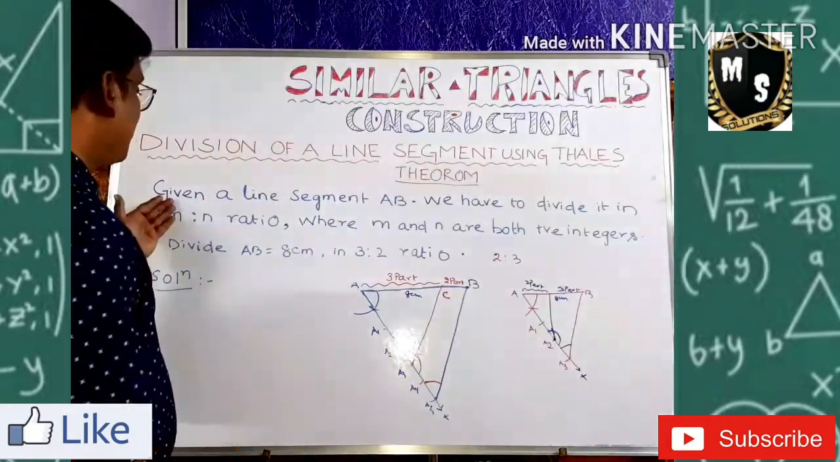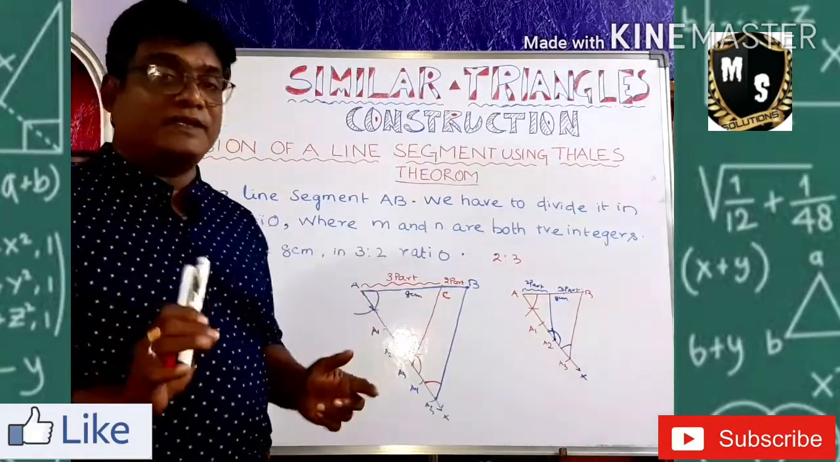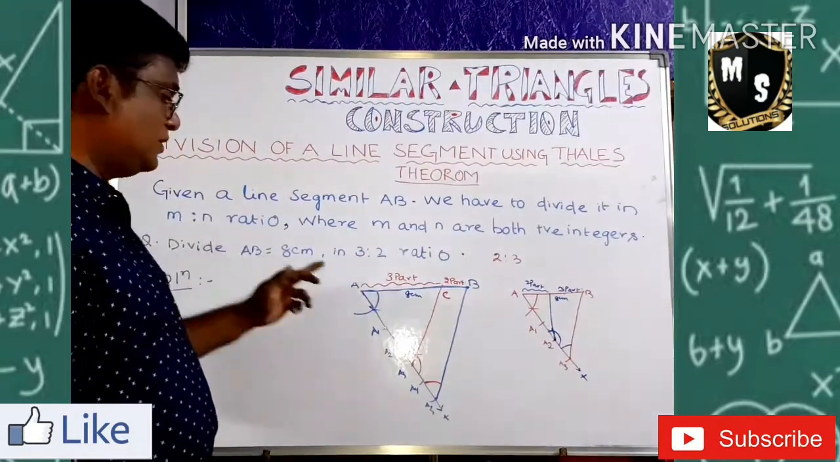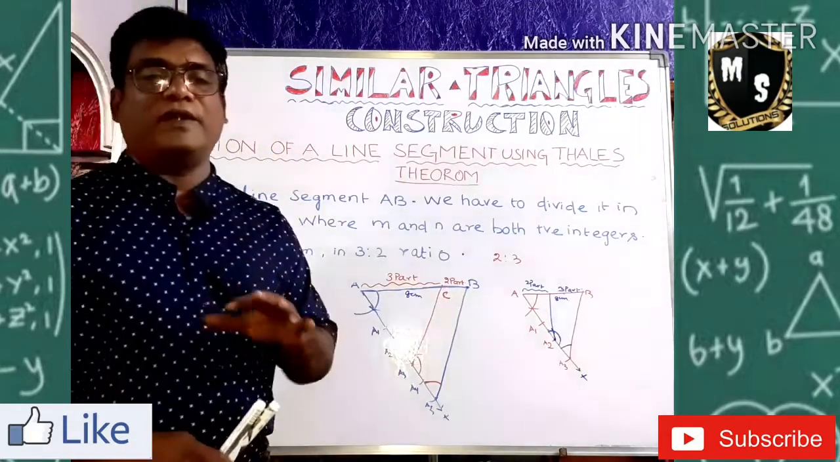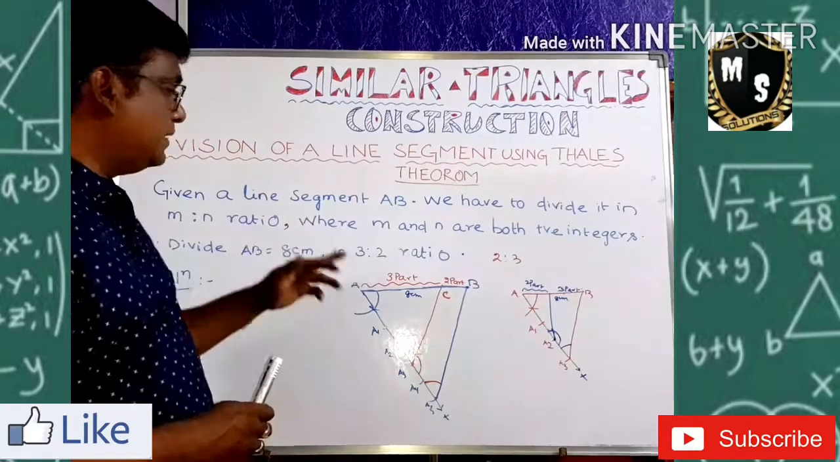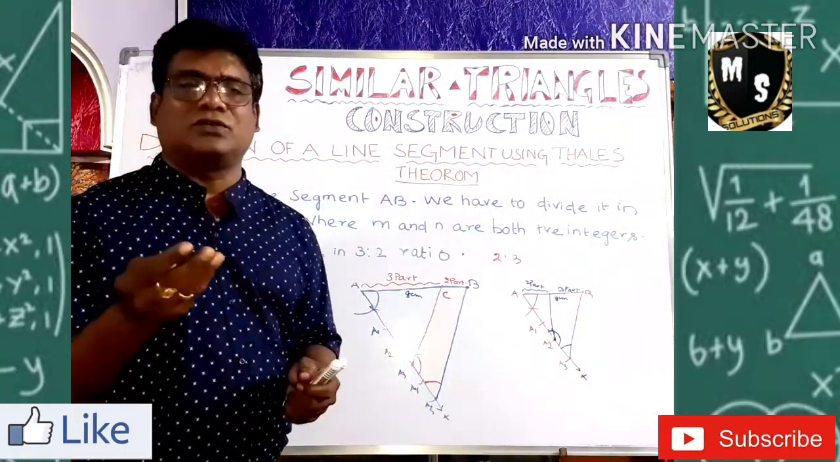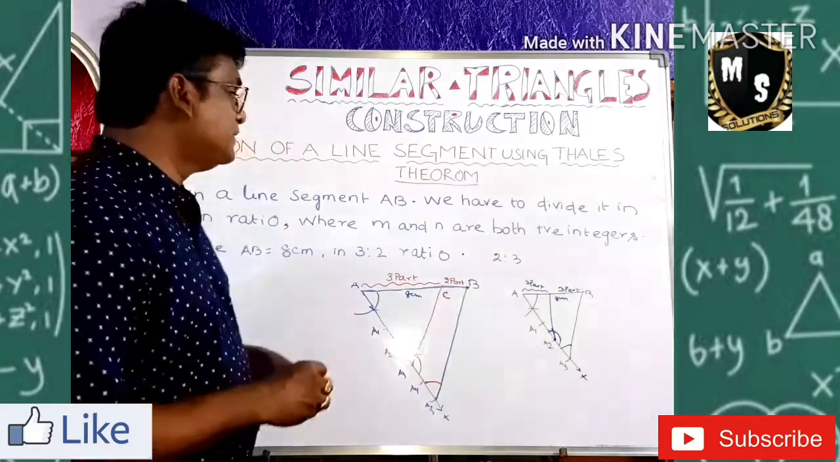See, AB is a line segment given to you now. Let it be 8 centimeter. We have to divide it in m:n ratio. This part is m, this part is n. Sometimes m will be greater than n, sometimes m will be less than n. Example 3:2, 2:3. Don't worry about that.